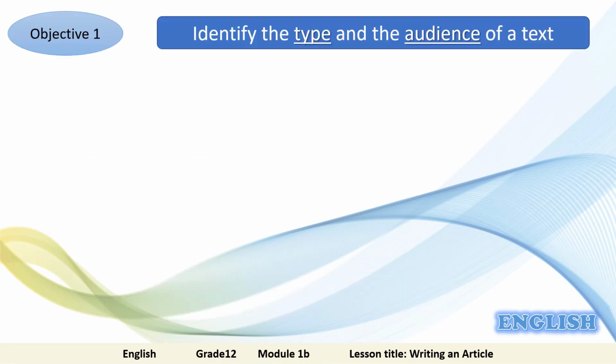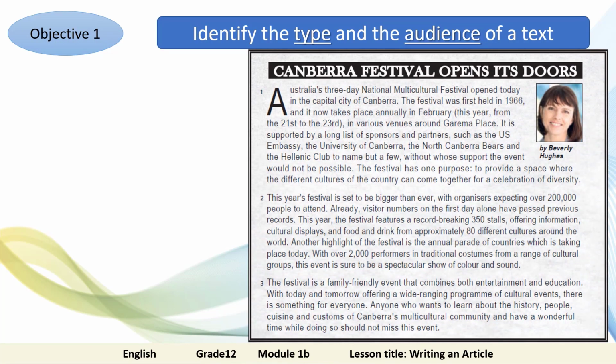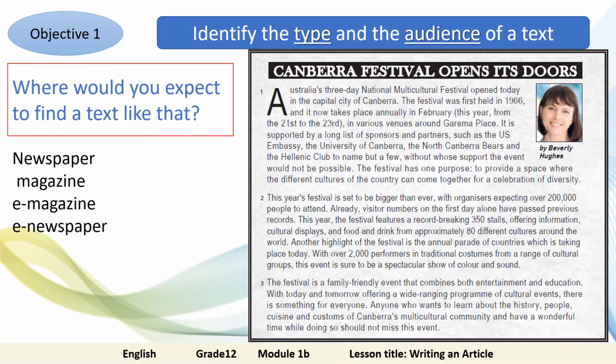Our first objective for today is to identify the type and the audience. Let's take a look here. Can you just skim this text, read it very fast, and tell me, where can I find such a text? Can I find it in a child's book, in a science book, or in a newspaper, for example? Definitely correct. A newspaper or a magazine. So, I expect to see articles in newspapers or magazines.